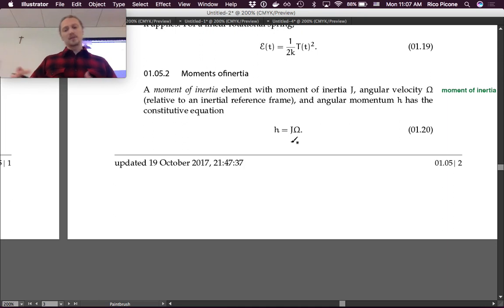Then we talked about the rotational spring. Now we're going to talk about the rotational moment of inertia. Recall that the rotational spring was an energy storage element. It stored energy in elastic energy of the spring. Moments of inertia store energy in their momentum. So a moment of inertia element with moment of inertia J, angular velocity omega, which is always relative to an inertial reference frame.